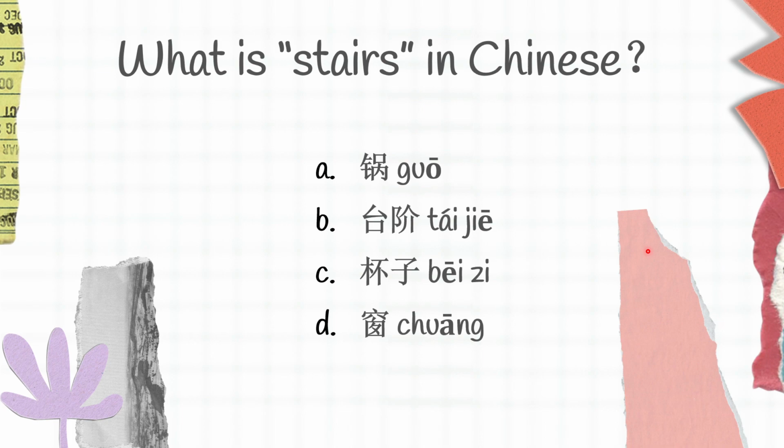The next question is, what is stairs in Chinese? So we have A, 锅, B, 台阶, C, 杯子, D, 窗. So I will give you some time to think. Guo is pot. 台阶 is stairs or flight of steps. 杯子 is mug. 窗 is window. So, what is stairs in Chinese? The correct answer is B. 台阶.